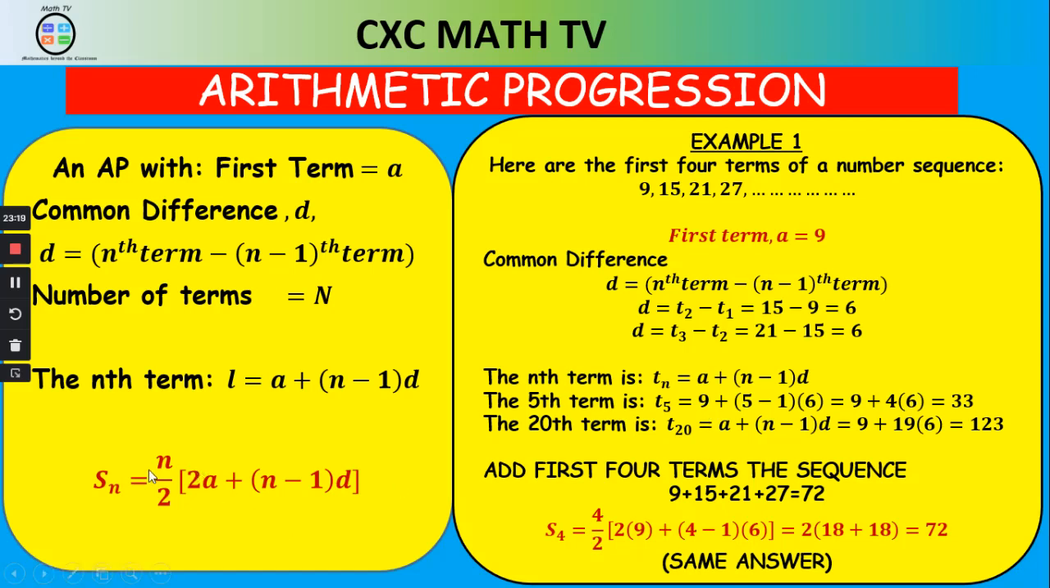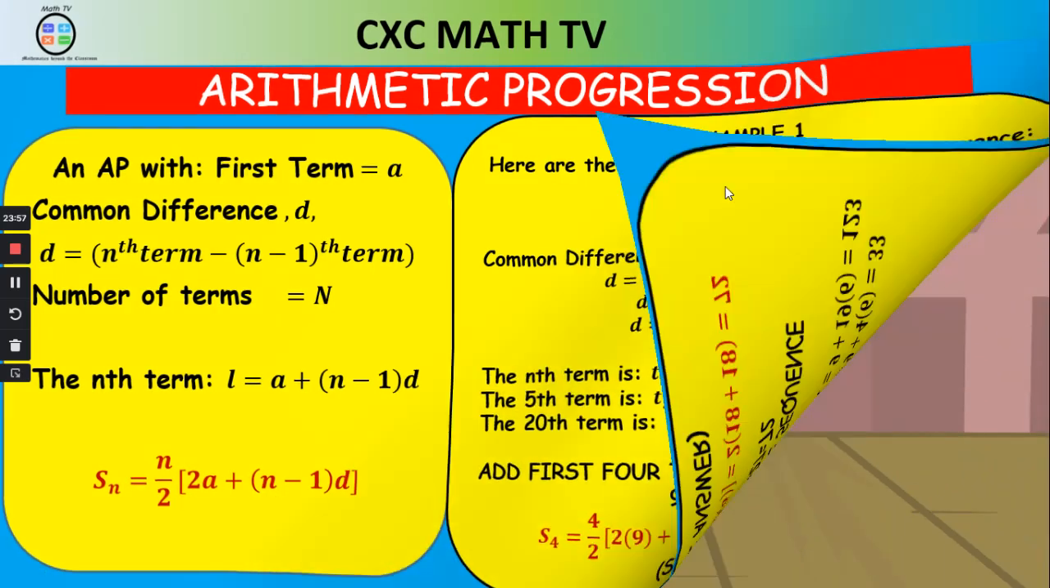Now, just to utilize the sum formula right here, suppose we decide to add the first 4 terms. Notice if you add the first 4 terms, you get 72. But if you use the formula right here and put n as 4, it would be 4 over 2 in bracket 2 times a, your first term, 9. Remember the first term was 9, plus n is 4, so 4 minus 1 is 3, times the common difference d, which was 6. You work that out, you get the same 72. Notice the formulas are making sense.